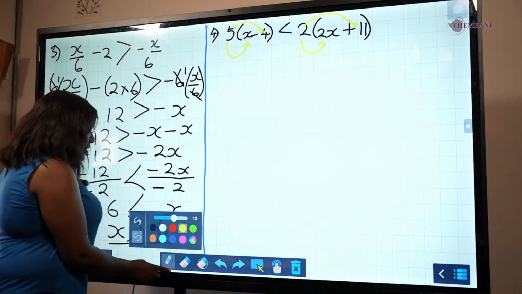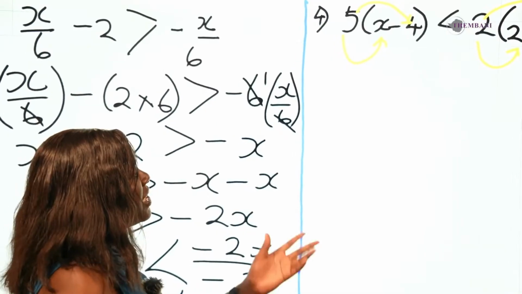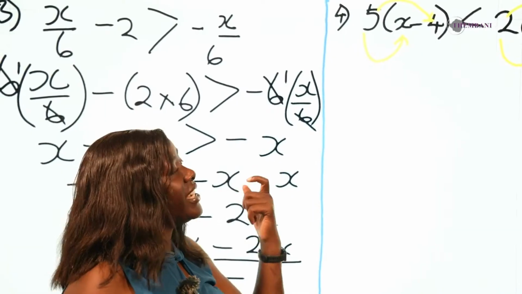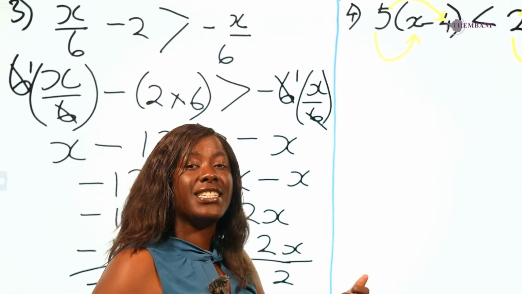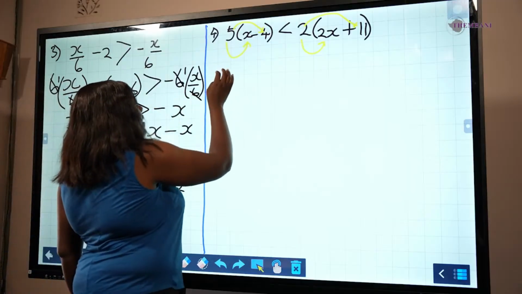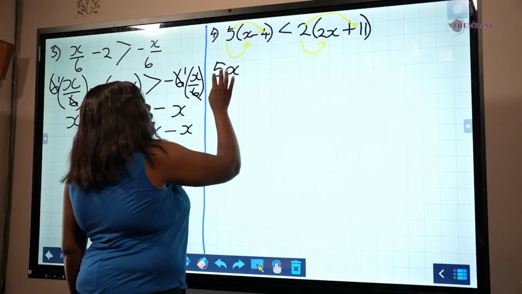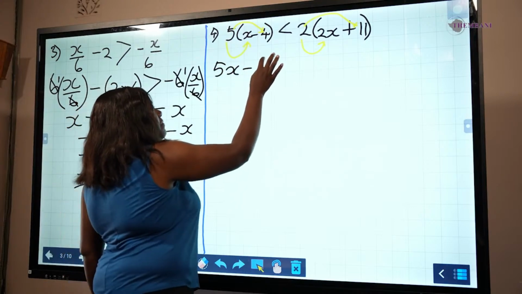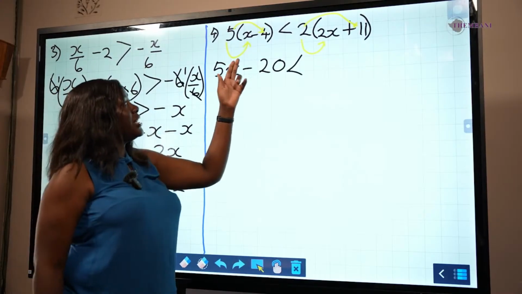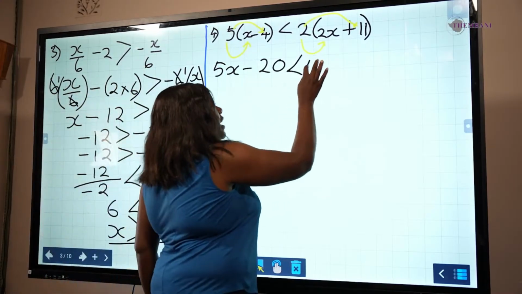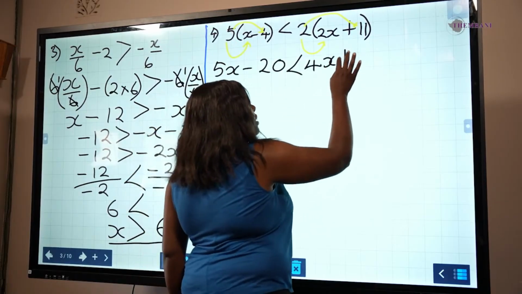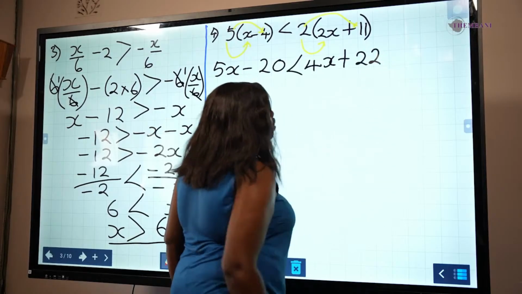It's also wiser when you are writing this question to actually put those arrows so that you remember to multiply each and every term which is outside the bracket by each and every term which is inside the bracket. So we are saying 5 multiplied by x will give us 5x. 5 multiplied by minus 4 will give us minus 20 is less than. We put our inequality sign, then we say 2 multiplied by 2x will give us a 4x. Then plus 2 multiplied by 11 is going to give us a positive 22.